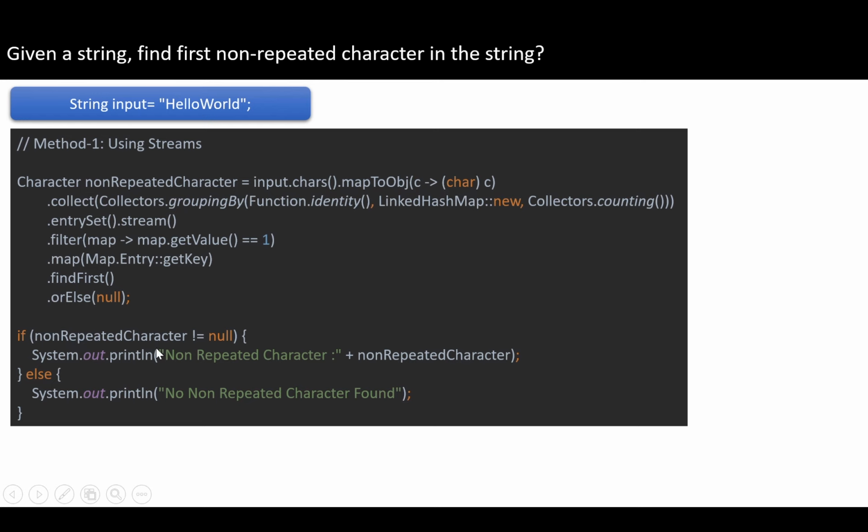And check if the non-repeated character is not null, then print that non-repeated character. If it is null, then there are no non-repeated characters found. This way you can solve this problem. And this is the output. Here the first non-repeated character is H. H is not repeated anywhere, so H got printed.